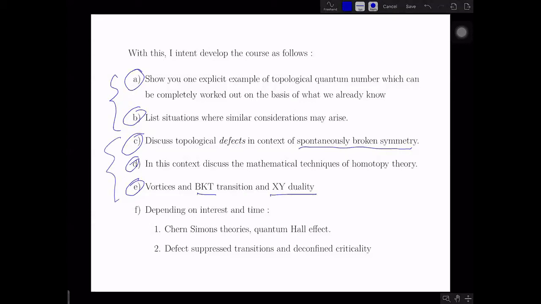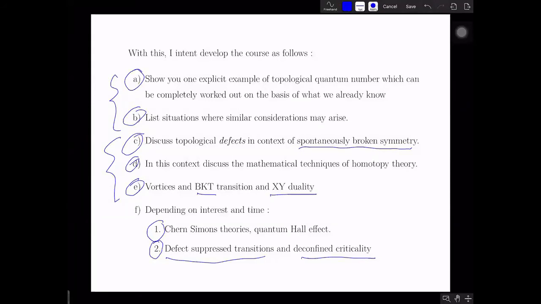Okay, so then this contains the first module of the advanced version, and then if I get any time, and if you are free to express your interest, I'll cover one of these two topics. One is called the Chern-Simons theory and the quantum Hall effect, which, as some of you might know, is a topological phase, and the other, the more interesting and more generalized thing, is something called the defect suppressed transition and deconfined criticality, which also invokes the ideas of topological defects in field theory. Okay, so that's the plan.